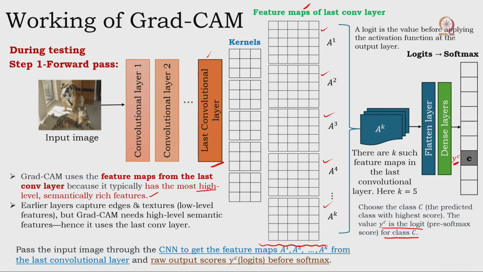Now, from the end of the forward pass, what have we obtained? We have obtained the feature maps from the final convolutional layer, and we also got the output score, that is yc. And what is yc? It is the value before the softmax. So, what we have done so far: the CNN model is a trained CNN model. To that, one image is passed during testing, and it goes through the entire CNN model. At the final output layer, we have got the prediction for this input image. Now, we want to identify why the model has made this particular prediction.